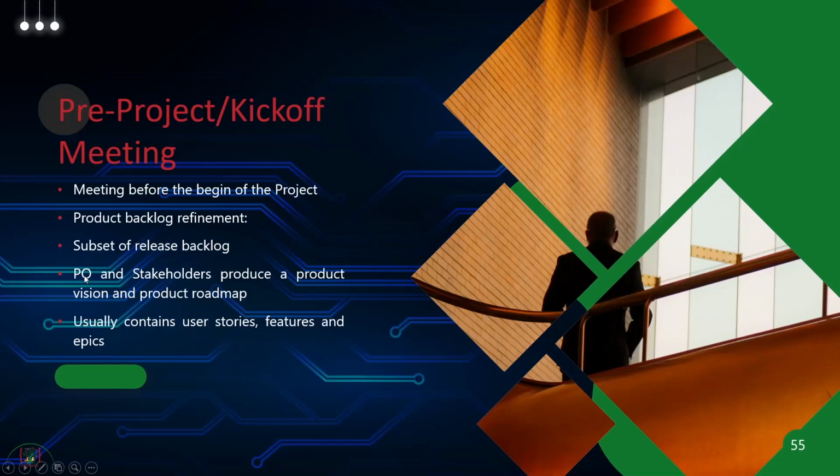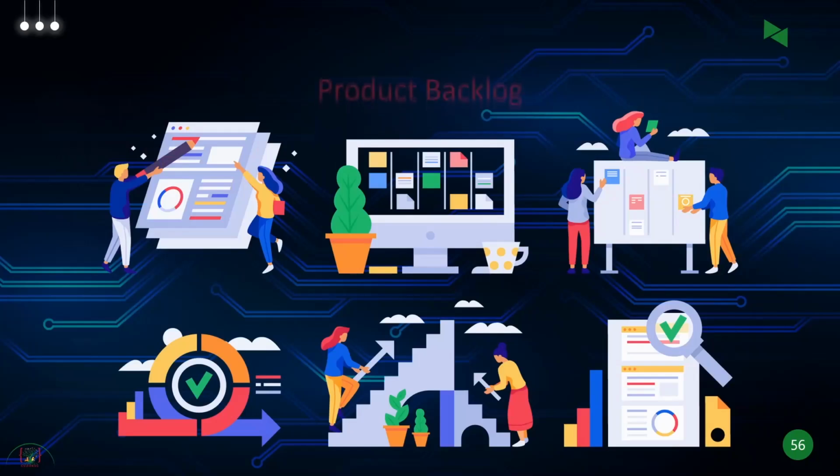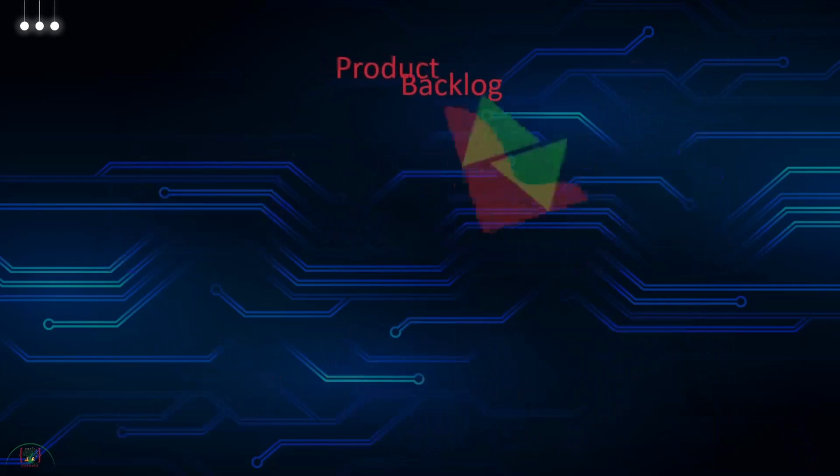So the product owner and the stakeholders would produce a product vision, you'll have a product roadmap, and based on that you'll have a product backlog, which would usually contain user stories, features, and epics. So, more on the product backlog.